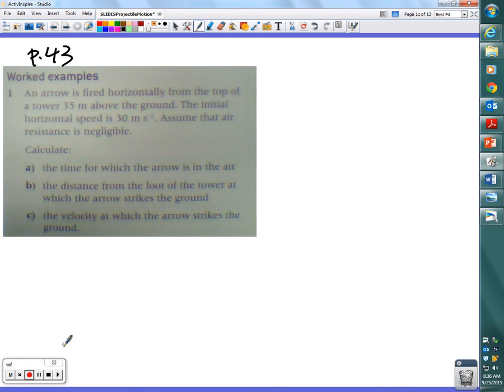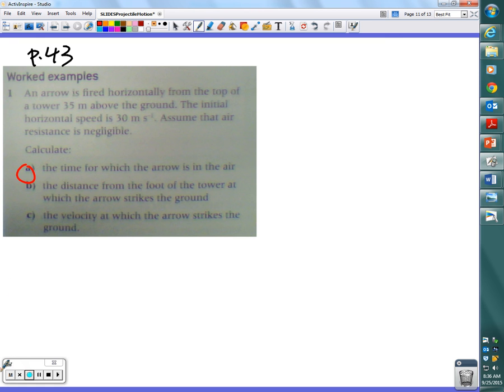It says, an arrow is fired horizontally from the top of a tower 35 meters above the ground. The initial horizontal speed is 30 meters per second. Assume that air resistance is negligible. So, 3 parts: the time for which the arrow is in the air, the distance from the foot of the tower at which the arrow strikes the ground, and the velocity at which the arrow strikes the ground. So let's take the first part.